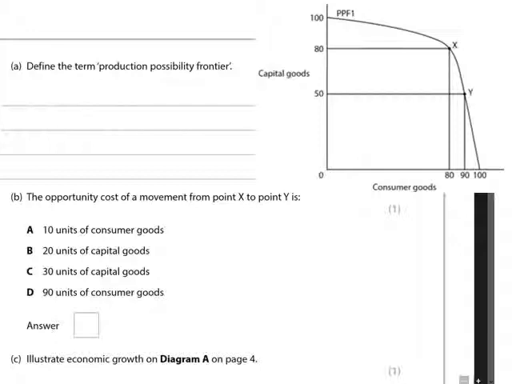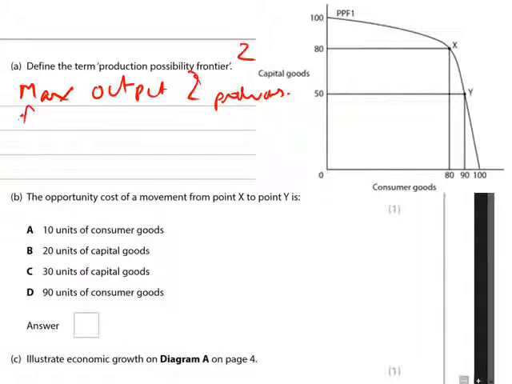Second multiple choice question. So first question here, define a production possibility frontier. It's worth 2 marks for a definition. So the key part is talking about the maximum output of 2 products or goods fully using all resources. So be careful that it's talking about the frontier, the line.